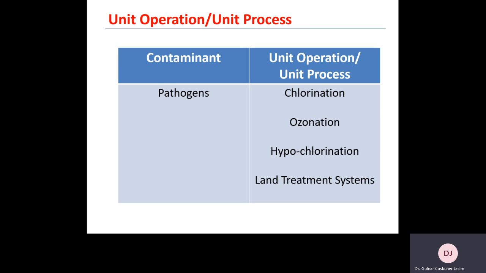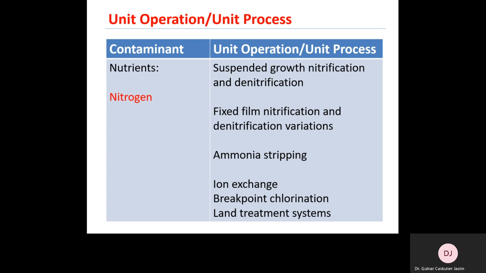Pathogens can be removed by disinfection processes, including chlorination, ozonation, hypochlorination, and land treatment systems. Nutrients, particularly nitrogen, can be removed by suspended growth nitrification and denitrification, fixed film nitrification and denitrification, ammonia stripping, ion exchange, breakpoint chlorination, and land treatment systems.